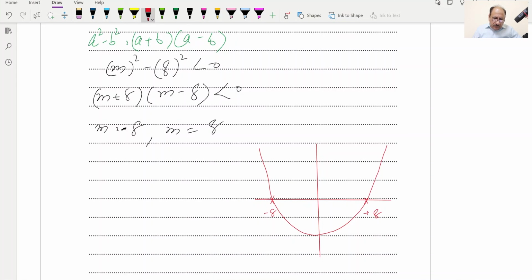And now what are the values? It should be less than 0. Less than 0 values, for y values less than 0, are in this region. So this will be in between minus 8 and 8, and we can write m is greater than minus 8 and less than 8. This will be our final answer.